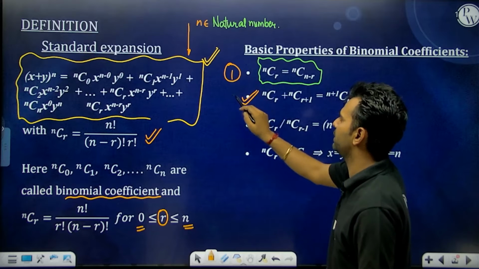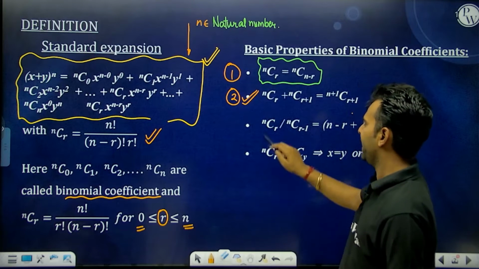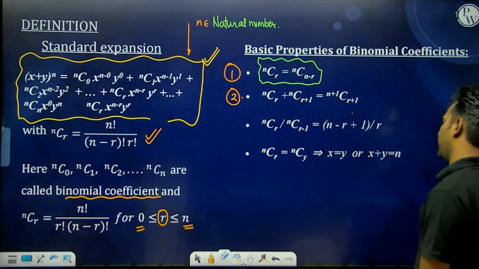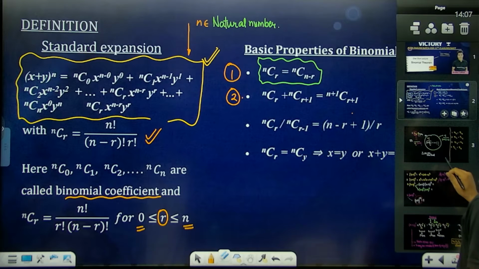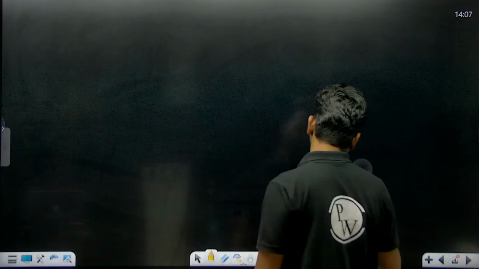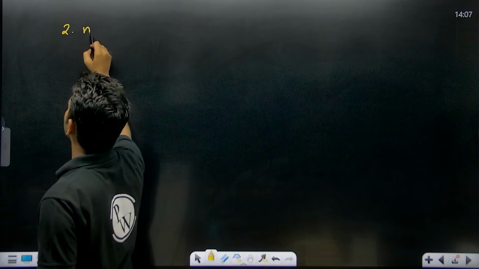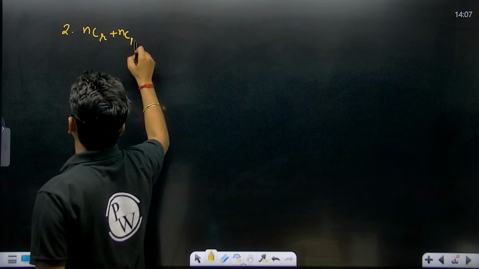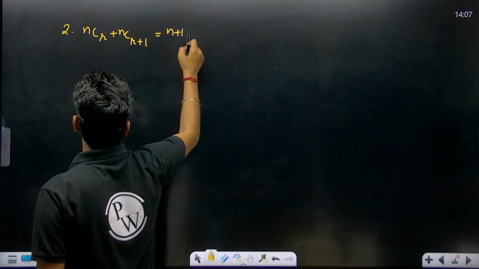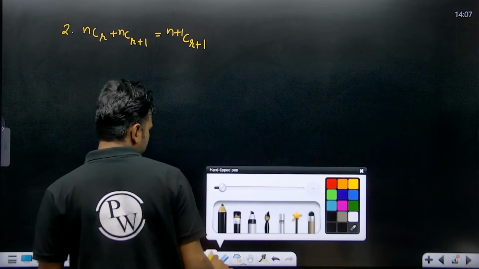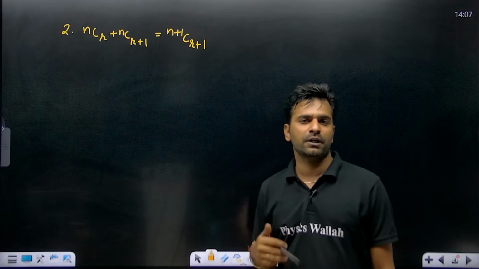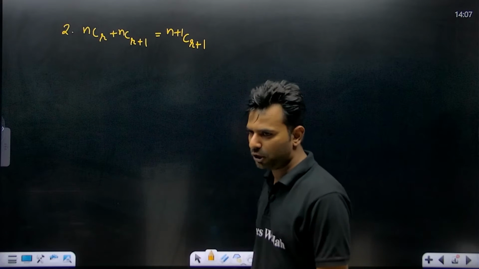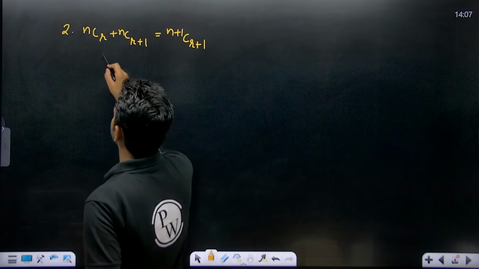Talking about this second property: this is property number 1, and this is property number 2. The second property is nCr plus nC(r plus 1) equals (n plus 1)C(r plus 1). We can prove it, but rather than proving it, our major agenda here is to understand how to apply this property in problem solving. So here we go, let's understand this.